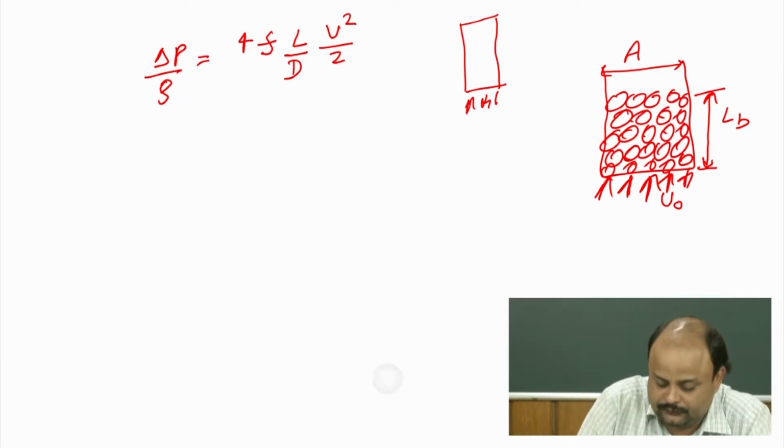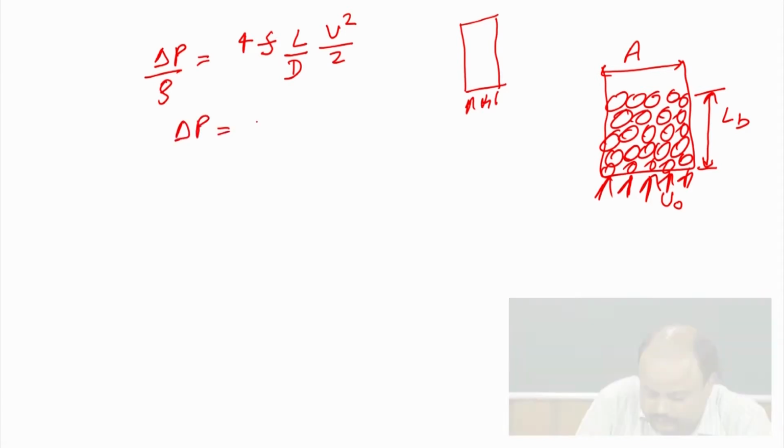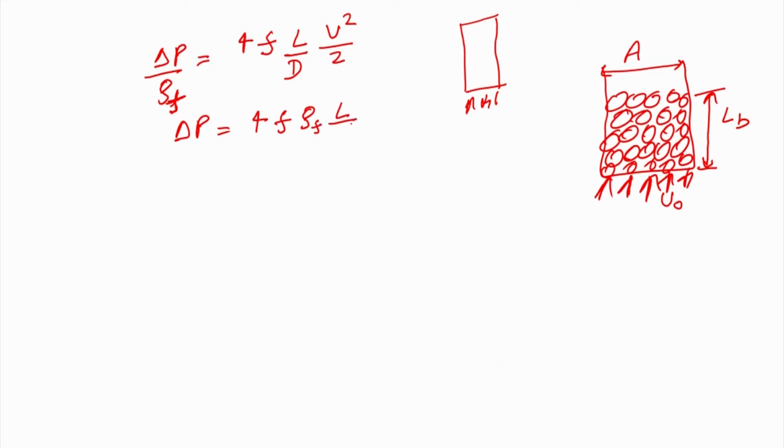So, I can write the equation for delta P. Delta P equal to 4 F into rho of the fluid. I will write it in terms of the fluid because it can be gas or it can be liquid, the basic force balance equation remains the same. It will be L upon D into V square. Okay. That is the pressure drop in a pipeline where there is no solid present.